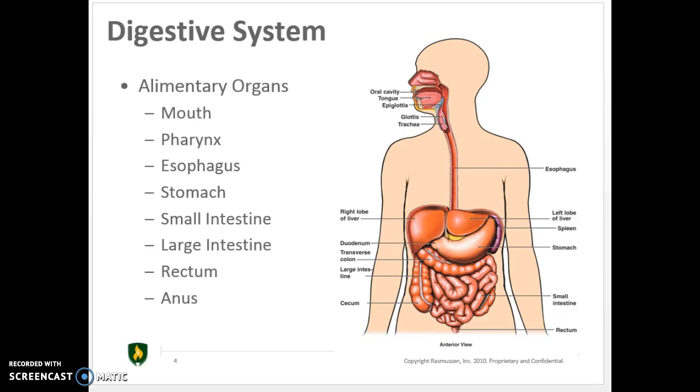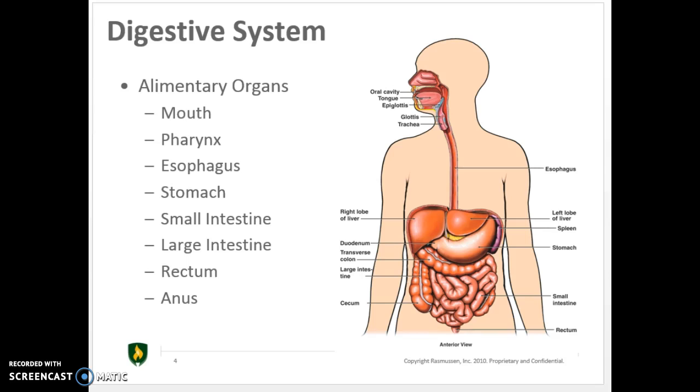There's two parts to the digestive system. The first one is called the alimentary organs. Alimentary just means tube. So if you have a tube that food travels down, that would be your alimentary organs. All of these structures listed here are the pathway that food takes from the top to the bottom. So we have the mouth, the pharynx, esophagus, stomach, small and large intestine, and then the rectum and anus.